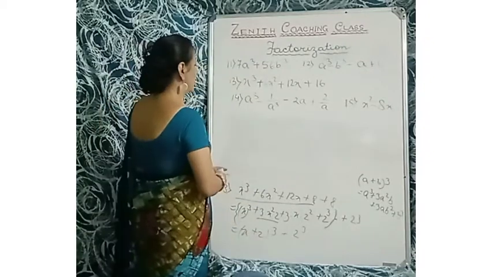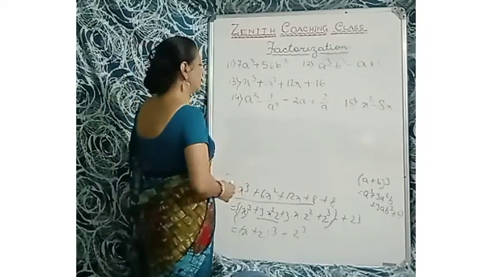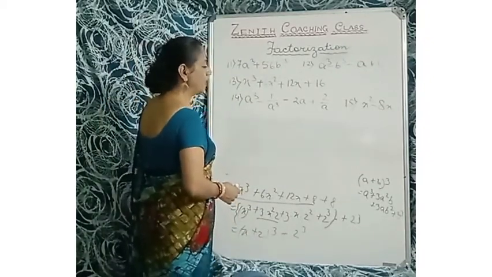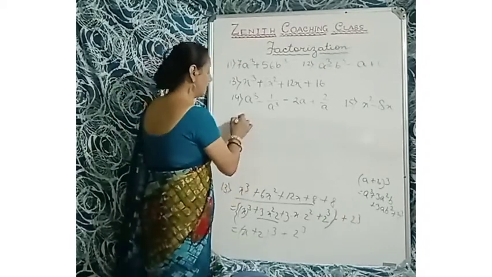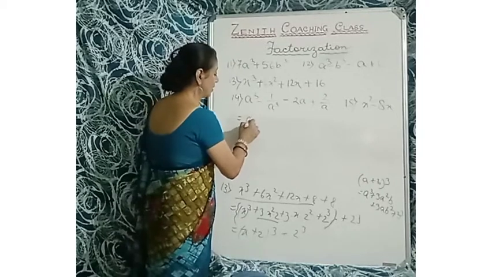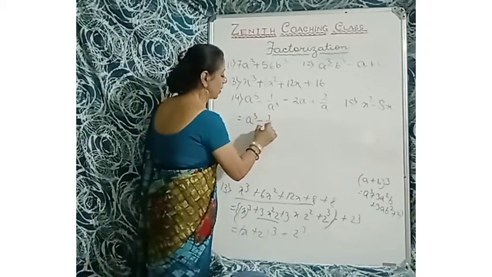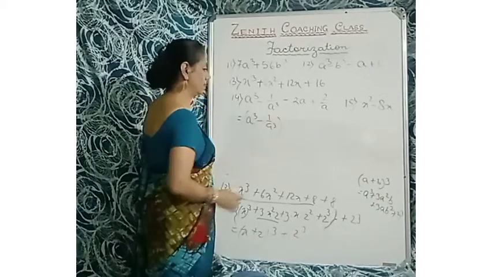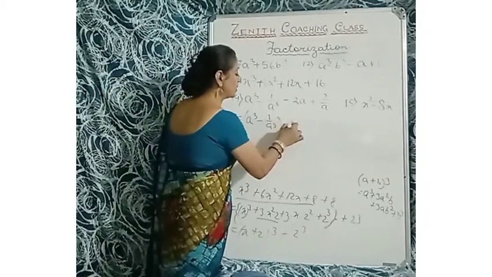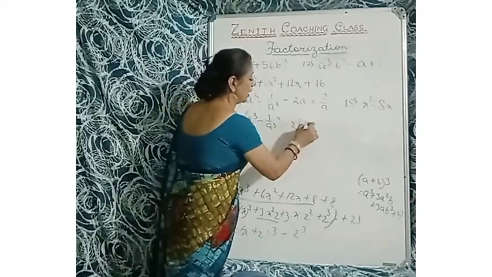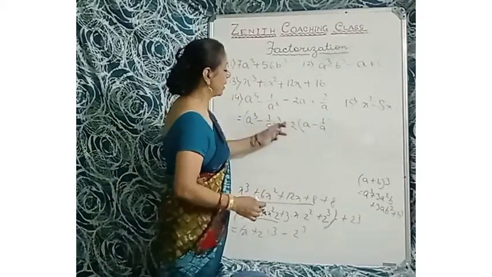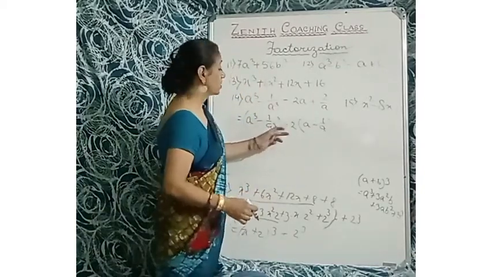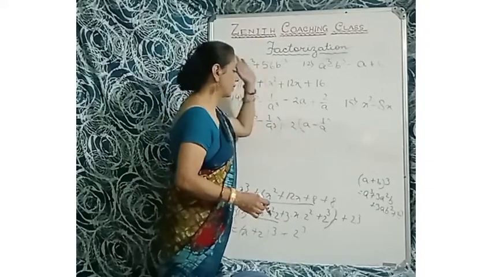Okay, so number 14 sum, that is a cube minus 1 by a cube minus 2a plus 2 by a. What to do? Very easy sum this is. You take a cube minus 1 by a cube in one bracket. Minus 2 is common here, so a minus 1 by a. I have interchanged the sign because here is minus. I take minus as common, so minus minus, that is plus.